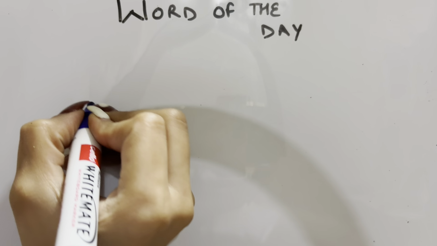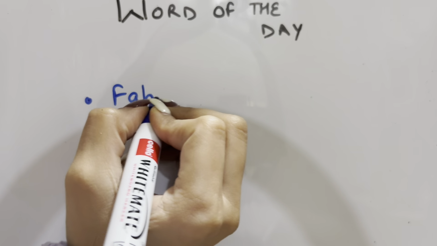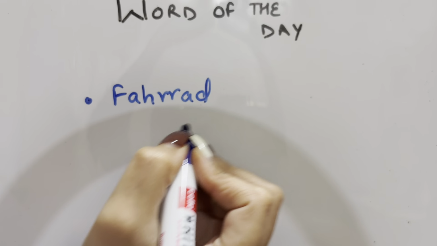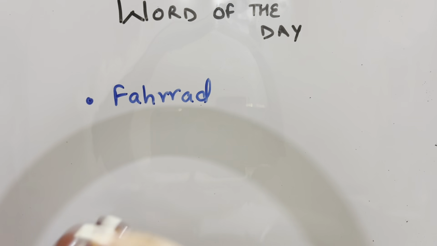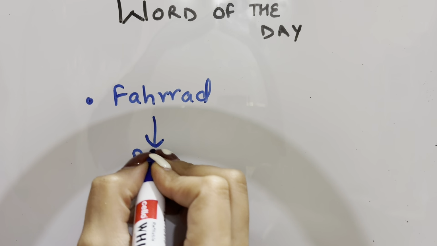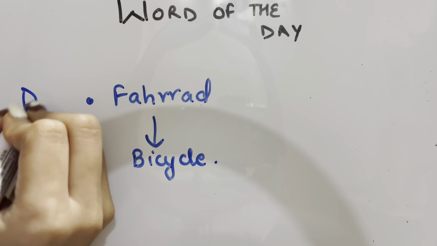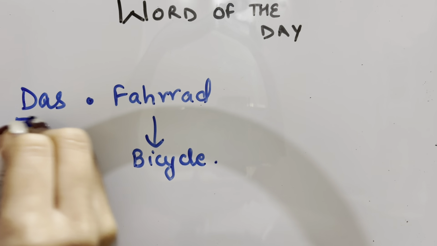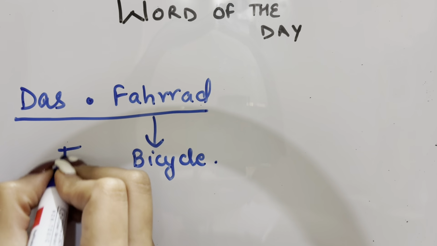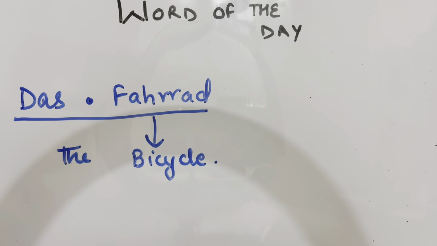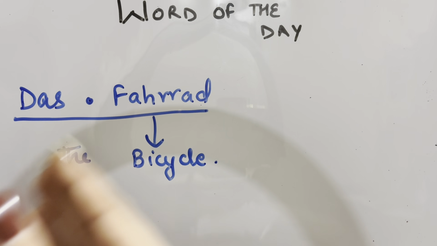Now for the word of the day. So what does this word mean? It means bicycle, and the article behind it is das. Das Fahrrad, the bicycle. Now the word of the day is Fahrrad, and the article behind this word is das, and it means the bicycle.